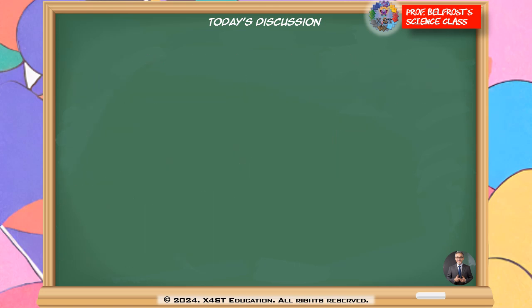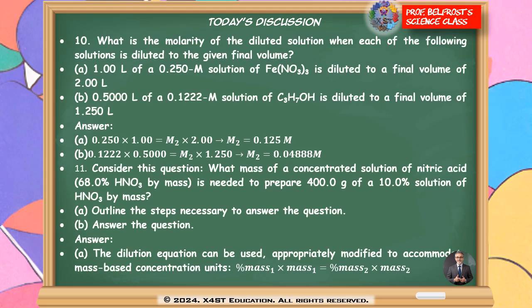Number 10. What is the molarity of the diluted solution when each of the following solutions is diluted to the given final volume? Also, this is easy, right? Because we know that the initial and the final moles will be the same. So n1 equals n2. It's just M1 times V1 equals M2 times V2. By utilizing that formula, you can get the result that you want.